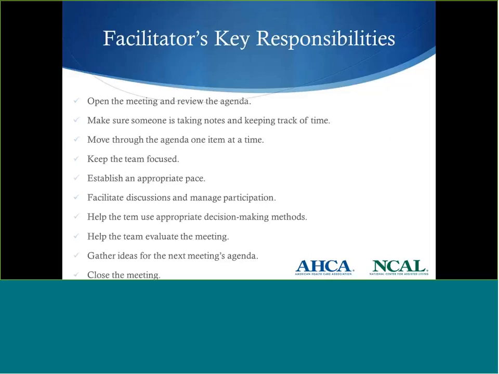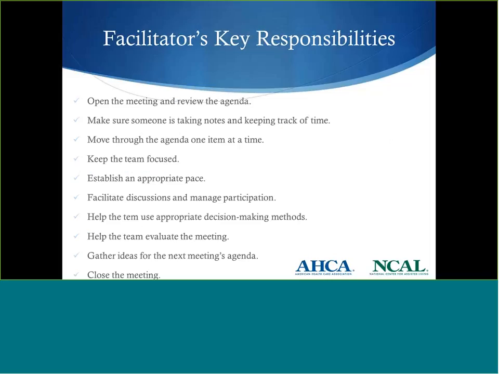So the facilitator's key responsibility: they're going to open the meeting, review the agenda, and make sure that somebody is taking notes and keeping track of time. So they're going to ask for a volunteer to be a note taker. I usually ask the person who ends up sitting closest to the flip chart board to be a note taker or a scribe, whatever term you want to use. I ask somebody to keep track of the time and give us notice when our time is almost up on a particular agenda item.